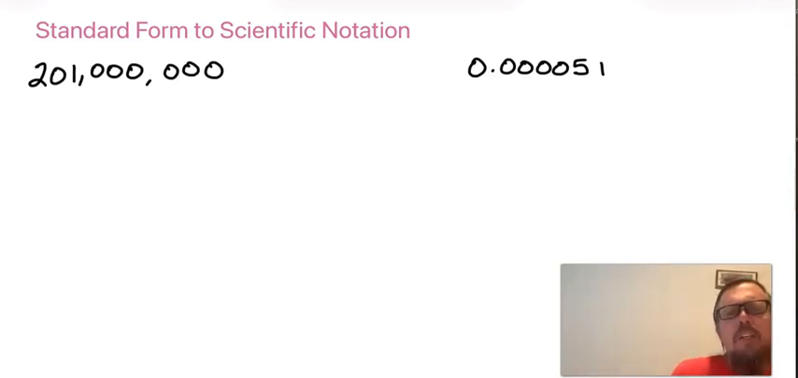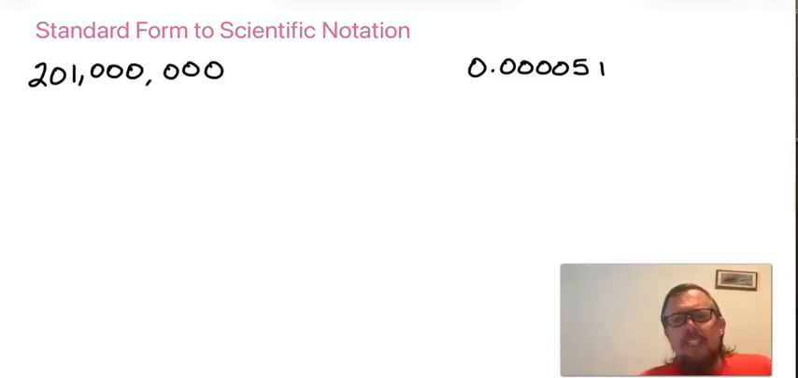So the numbers we're going to use here are 201 million. That's going to be our really big number. And then our really small number is 0.000051, which if you count the places, we go tenths, hundredths, thousandths, ten thousandths, hundred thousandths, millionths. If you count the places over, this is 51 millionths. That is our teeny tiny number that we're going to convert into scientific notation.